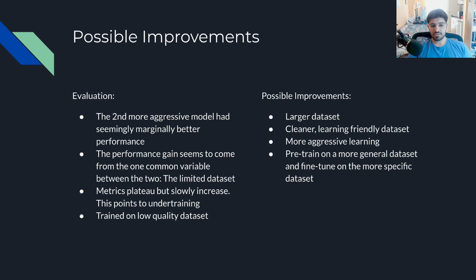Some possible improvements would be to use a larger dataset, to use a cleaner and more training-friendly dataset, possibly more aggressive learning, and instead of pre-training the model directly on the Linux documentation, to pre-train it on a more general dataset and fine-tune it using the more specific Linux dataset.